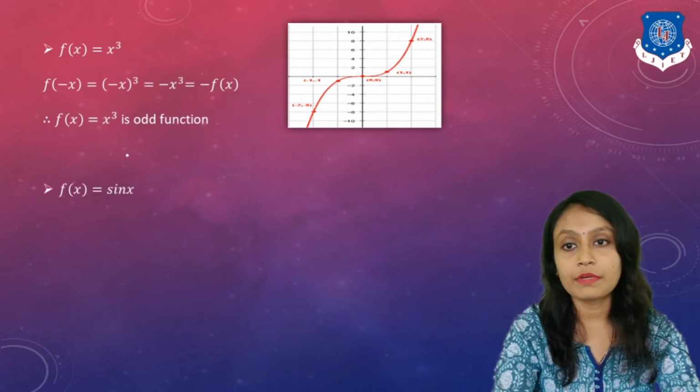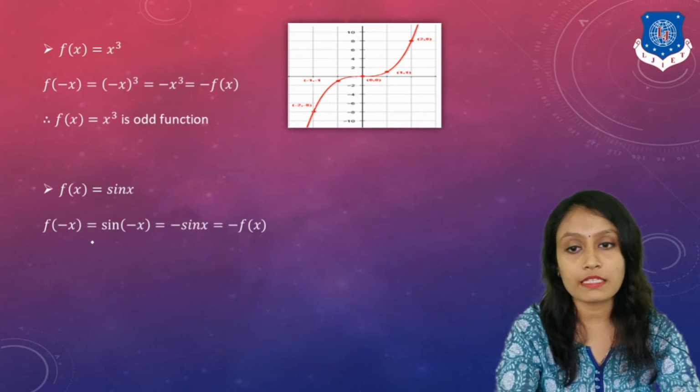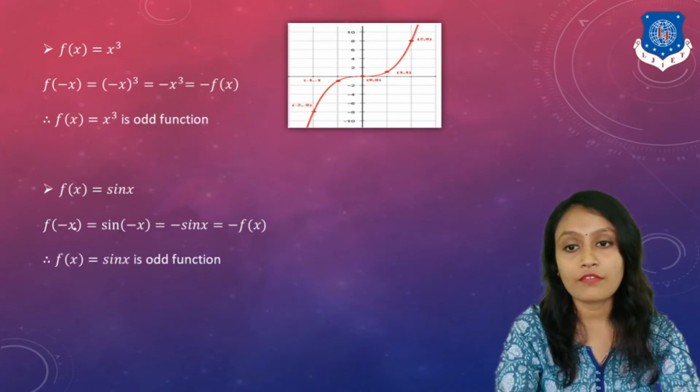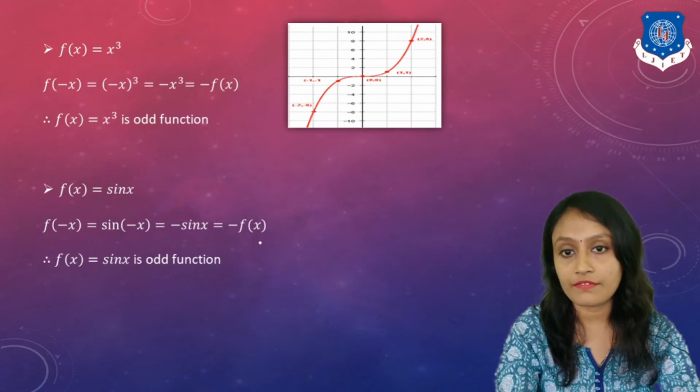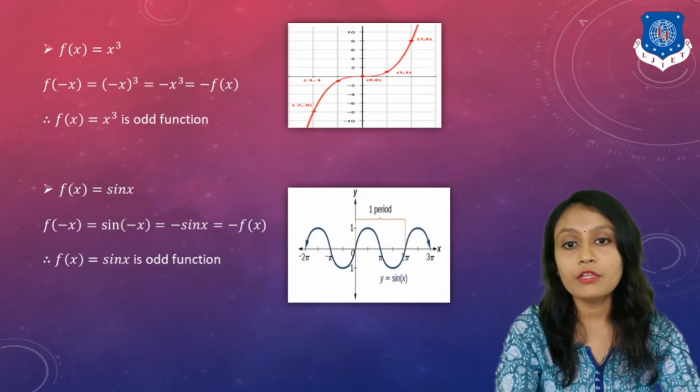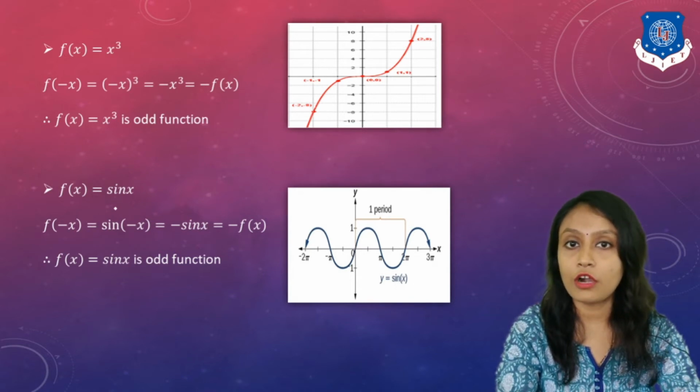Let's see one more example, function f(x) is equal to sin x. Again substitute f(-x) is equal to sin(-x), that is minus sin x. So here again we have minus f(x). So f(-x) is equal to minus f(x). Therefore f(x) equal to sin x is an odd function. The graph of sin x, again you can see, is symmetric about origin. So for an even function the graph will be symmetric about the y-axis, and for an odd function the graph will be symmetric about origin.